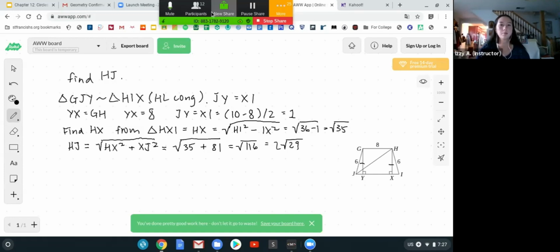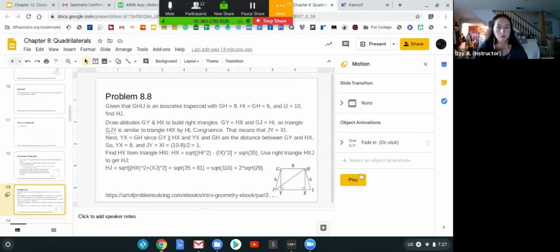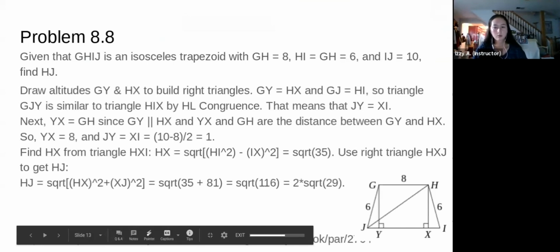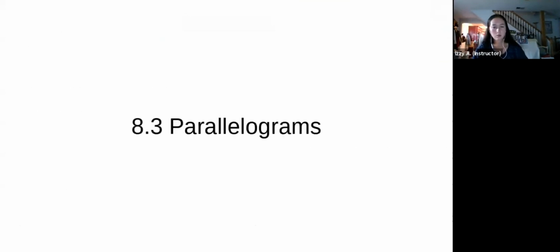Okay, so it's been about a minute, so I will go back to the slides. So next we have 8.3, which is about parallelograms.